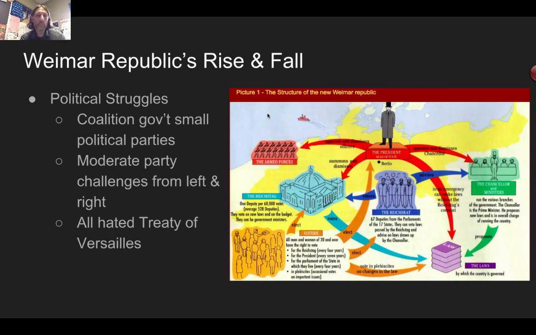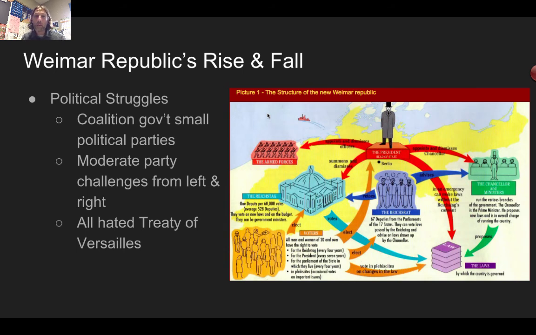The moderate party is by far the biggest of all these parties, but it is constantly getting challenged and bombarded from both the far left, like socialists and communists, and from the far right that want to return to a government like with Bismarck. And it's really tough for this moderate party to bring these smaller, more radical groups into the fold to get anything passed. The one thing that all of these have in common is they all hated the Treaty of Versailles.